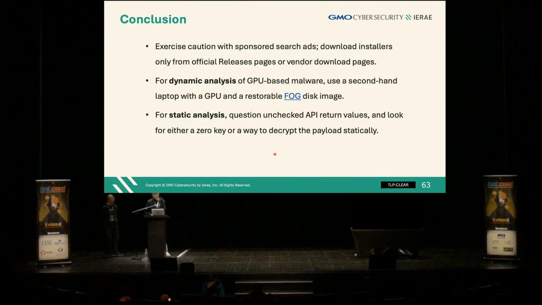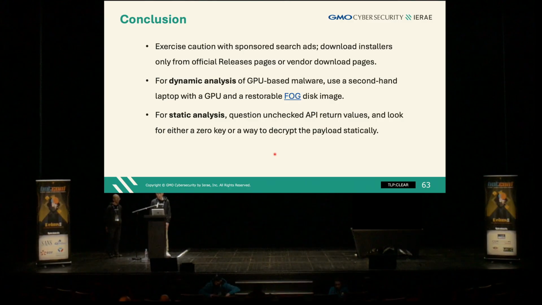And as I mentioned before, in terms of static analysis, I really recommend to just question any unchecked API return values. Always double check for a 0 key. And if you come across something like version 2, you can usually decrypt it quite statically because it seems this attacker was hard coding their seeds.